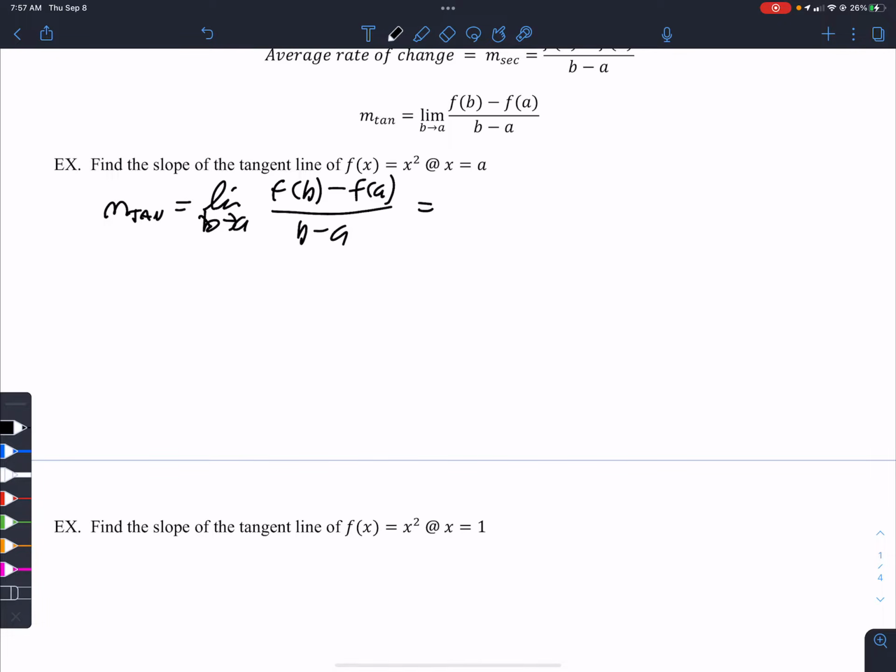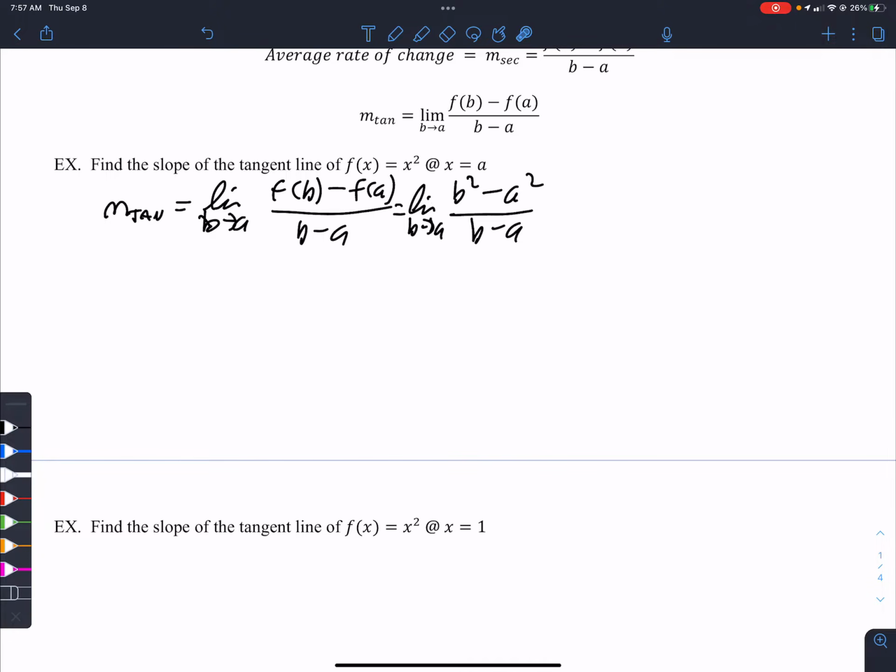So what's it going to be for us? What is f of x? f of x is x squared. So you take x squared and you plug in b, that's going to be b squared. And you take the function and plug in a there, you're going to get a squared. Oh, I forgot my limit. I can save this though. The limit as b approaches a.